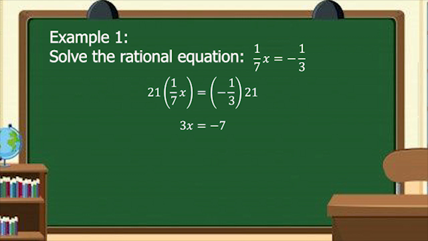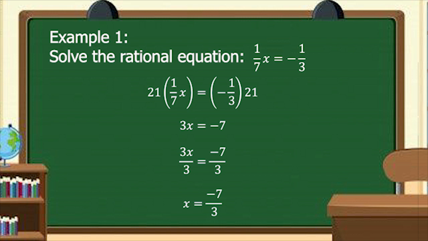To solve for x, we need to divide both sides by 3. 3x divided by 3 is x, and negative 7 divided by 3 is negative 7 over 3. So, we have now the solution of x equals negative 7 over 3.